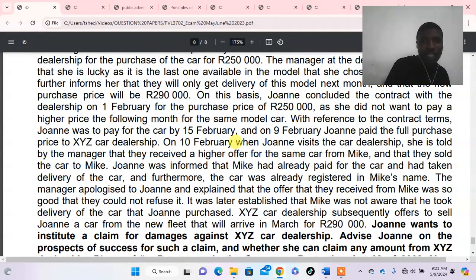So there was an offer that was open until 15 February. Then on 9 February, he paid the full purchase price of the car, meaning that the contract has come into being because he has fulfilled the obligation of the contract. And when he goes there on 10 February, he was told that they received a higher offer for the same car from Mike, and the car was sold to Mike.